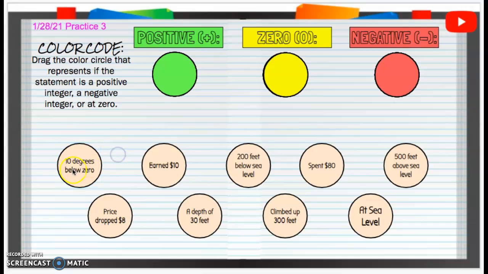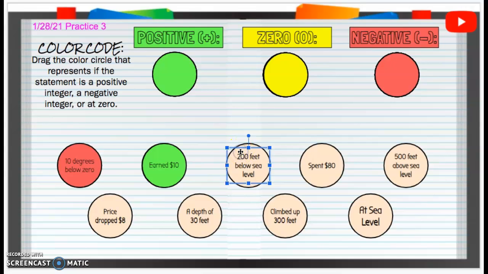So if we're below 0, that means we're going to be negative. We're going to be below 0, so negative. So we're going to take that one of these negatives and we're going to drag it to the first circle. All right, if you earned $10, you're earning money. Positive, you're going to get positive money.